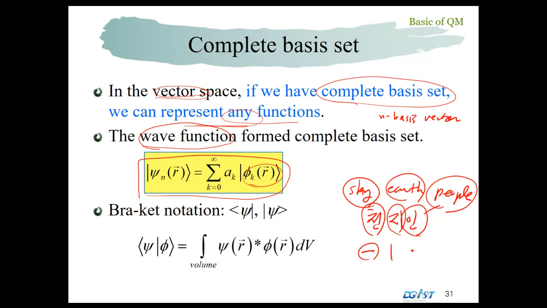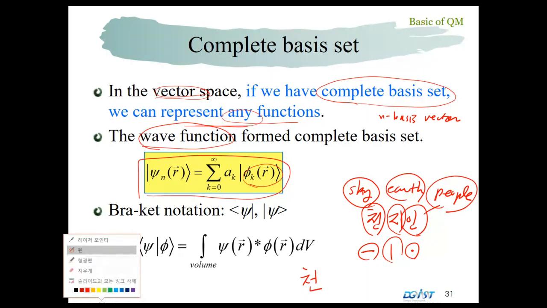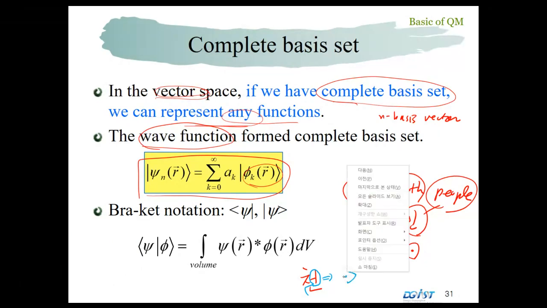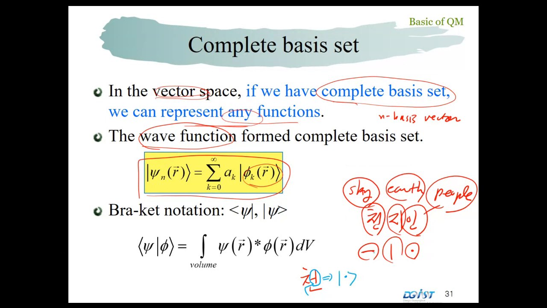Yeah, if we have those three symbols, we can combine any kind of vowels. So let's say this part, those parts are the linear combination of those two basis vectors. So this bracket means the basis vectors.